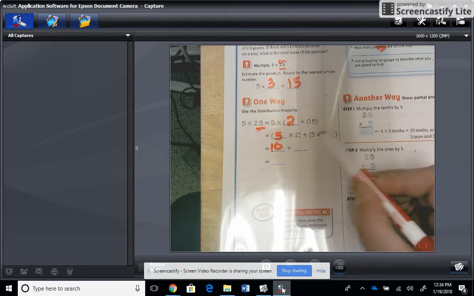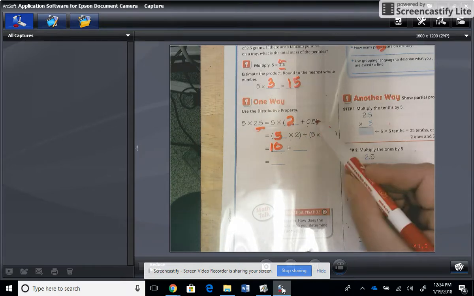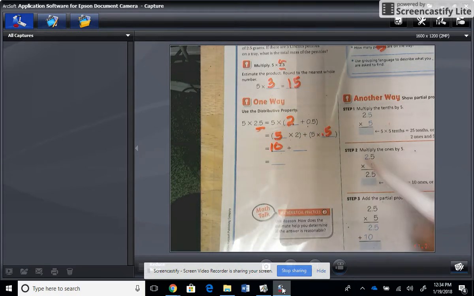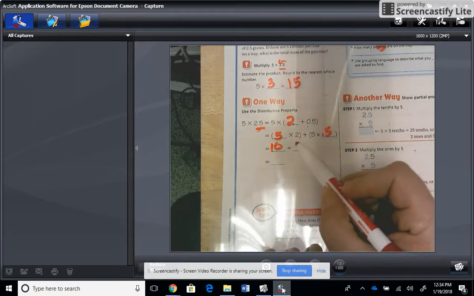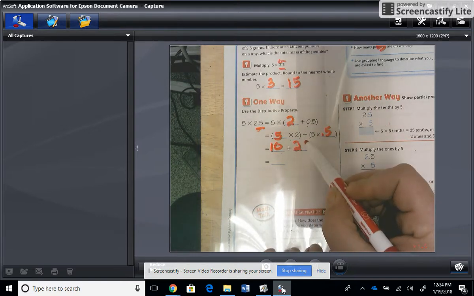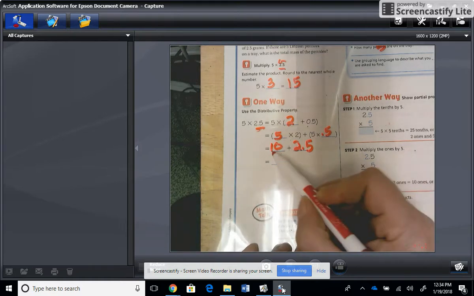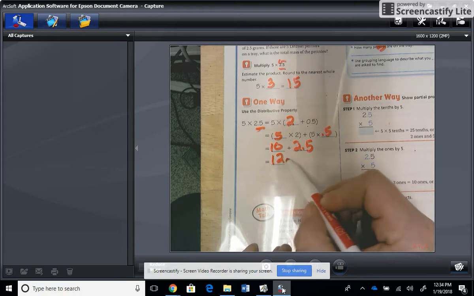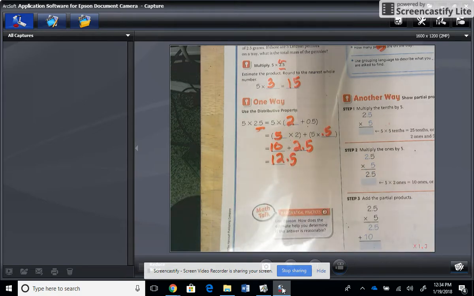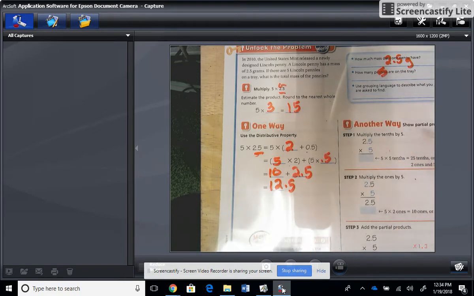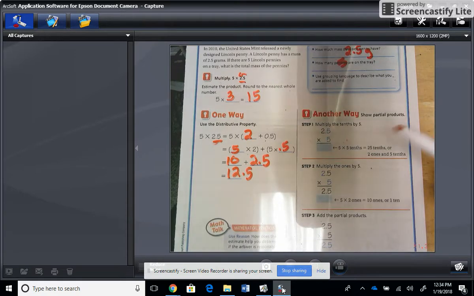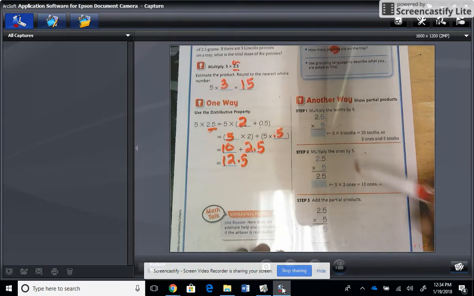Then I have to do 5 times 5/10, and I know that is 25/10 or 2 whole and 5/10, because I have to regroup. So if I add these together, I get 12 5/10. Is that close to 15? Pretty close. All right, so here's another way of doing it.